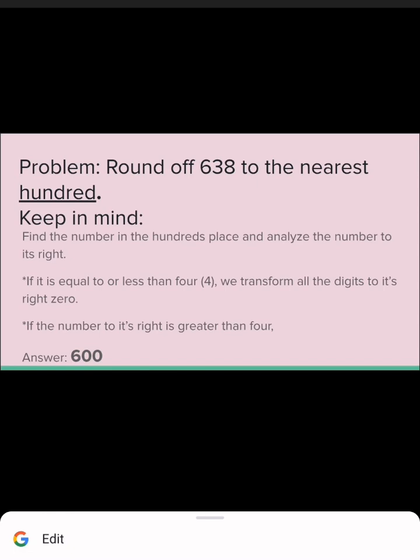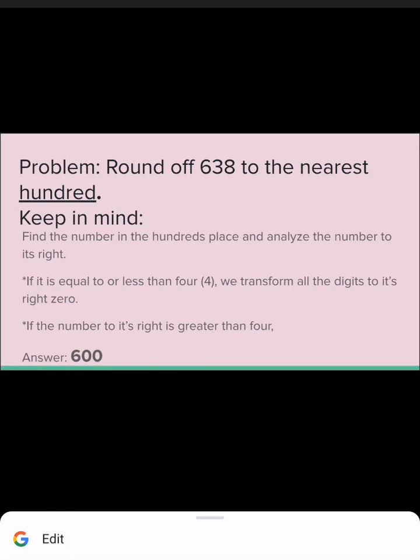Okay? So in this case, the number to the right of the hundreds place, which is the tens place, is 3. That belongs under this category. It is less than or equal to 4. 3 is less than 4. So we are going to omit the 3 and the 8, because we are going to transform all the digits to its right into 0. So for 638, we will retain the number in the given place value that we are going to round off. So we retain 6, and 3 will become 0, and 8 will become 0. Okay?